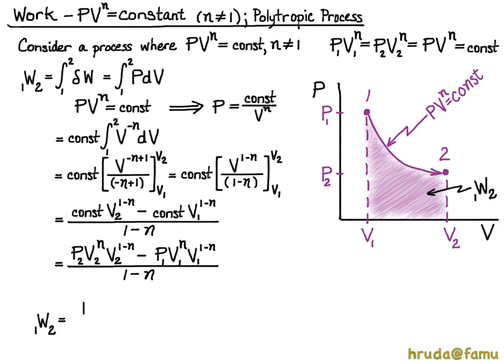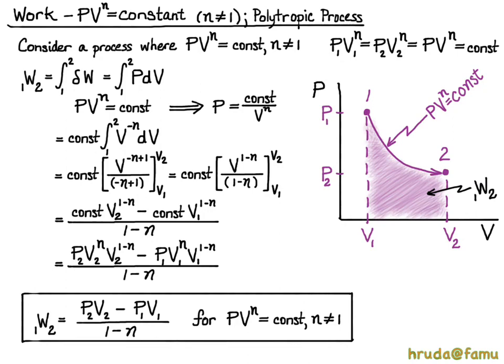Simplifying, I get that the work from state 1 to state 2 is P2 V2 minus P1 V1 over 1 minus n. That's the equation that you would use for processes where P times V to the n is equal to a constant and n is not equal to 1. You will see this work equation also on the equation sheet for exam 2.